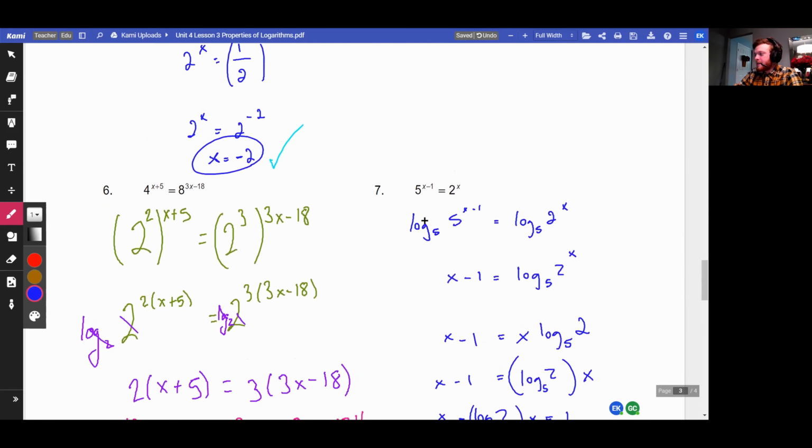I guess we logged it down, which is what a lumberjack does. This theme has been so topical. It was totally unintentional, but we logged both sides to bring down the exponent.